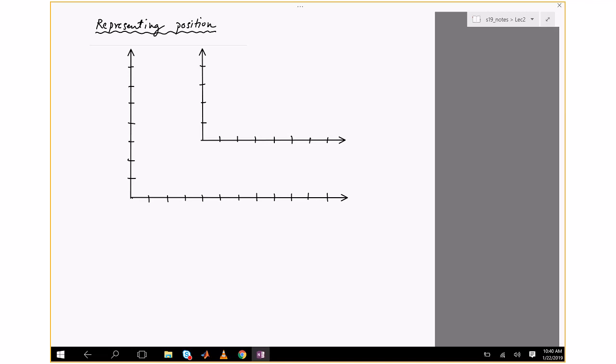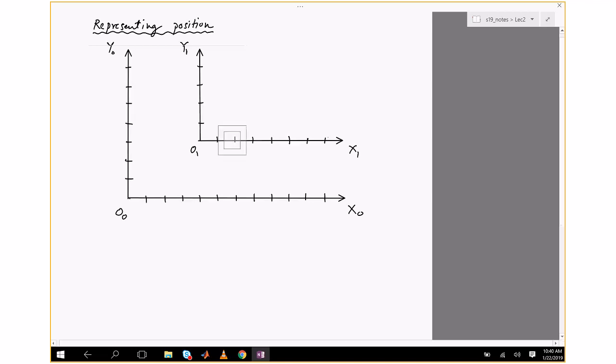Okay, so let's start with representing positions. What I've done is I've shown two coordinate frames. Let me call this frame the origin as O0, X0, Y0, and the other one as O1, X1, Y1. And let's put a random point, let's say here. Okay, so this is a point in space, and you can represent that point in multiple ways.